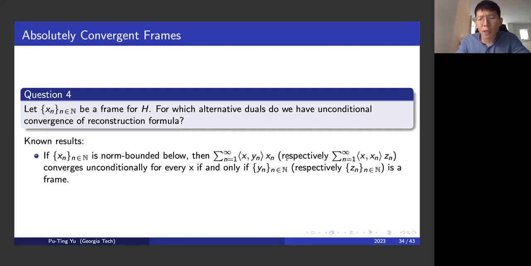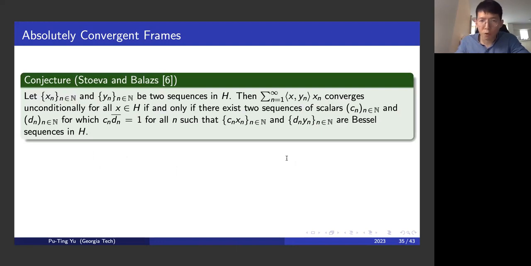So for general frames, Stoeva and Balazs gave the following conjecture, which in some sense helps us distinguish good and bad alternative duals if we use unconditional convergence of the reconstruction formula as a criterion. What their conjecture says is that if we have two sequences, Xn and Yn, then the infinite sum of Xn multiplied by the inner product of x and Yn converges unconditionally for all x in H if and only if there exist two sequences of scalars Cn and Dn for which Cn times Dn bar equals 1 for all n, such that Cn times Xn and Dn times Yn are both Bessel sequences.